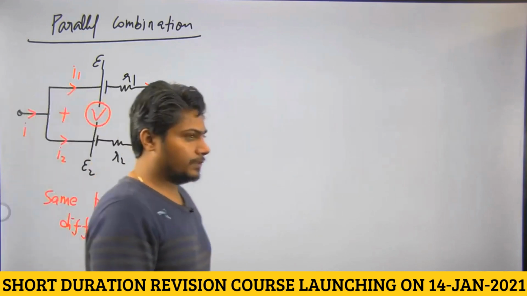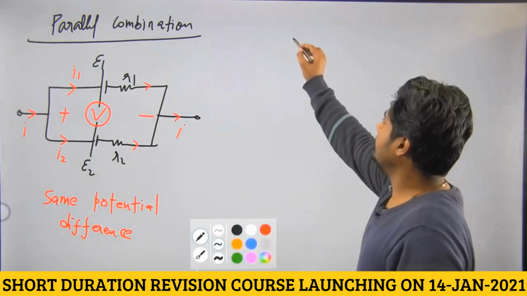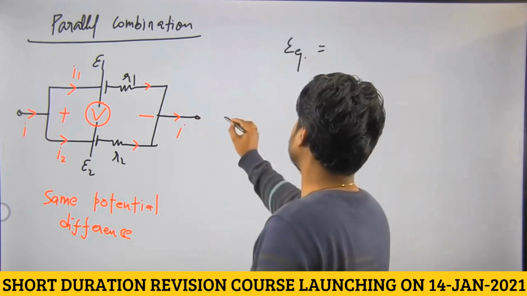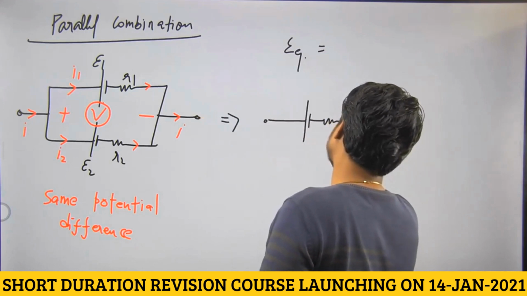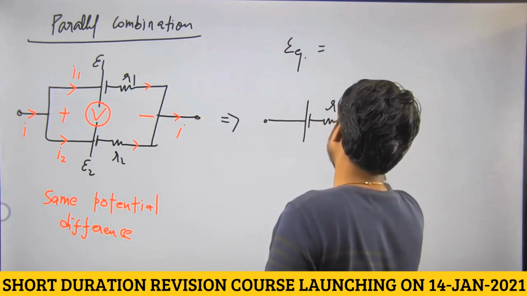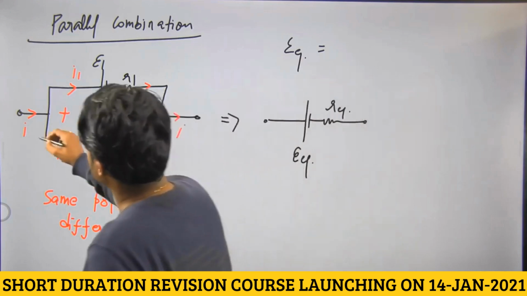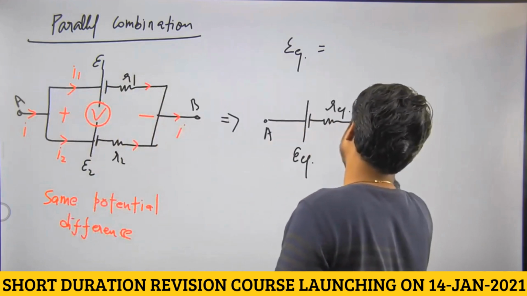So how do we write net EMF? Very simple, my dear students. We can replace these two cells with a single cell of equivalent EMF, E equivalent, and equivalent resistance, R equivalent. Let us say this is point A, point B.